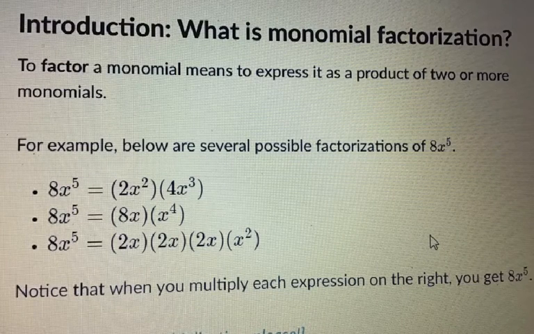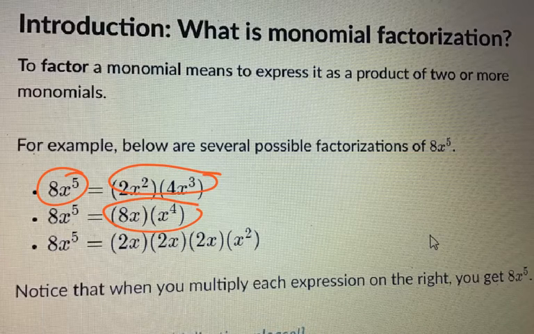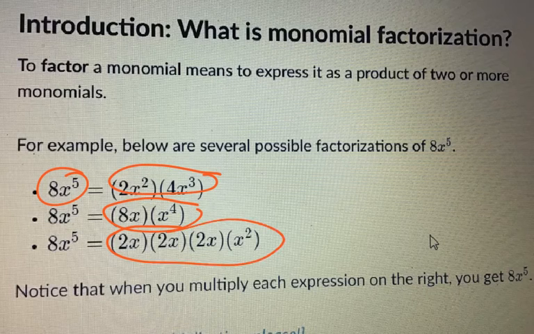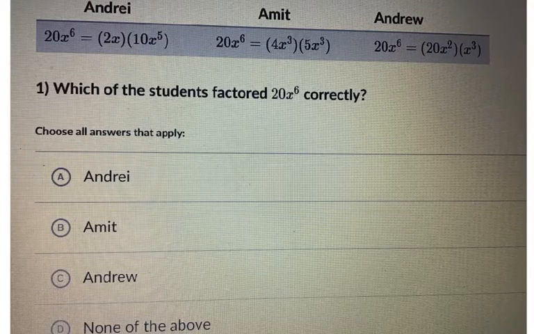And here they're trying to explain to you that there are multiple ways you could factor 8x^5, right? There are multiple ways to break it down, and that's what factoring is all about, breaking it into smaller pieces. But what's really cool is they give you practice problems, so as you're going through the notes, they're making sure you understand the notes. So, for example, we have good old Andre here, taking 20x^6.